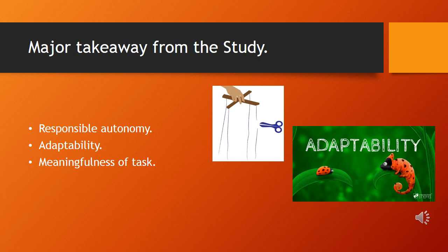Responsible autonomy is a principle that suggests workplaces should give workers more control over their work. Adaptability means that workplaces should be flexible, for example, by changing up tasks and schedules. Meaningfulness of task means employees should perform a diverse array of tasks to decrease repetitiveness at work.